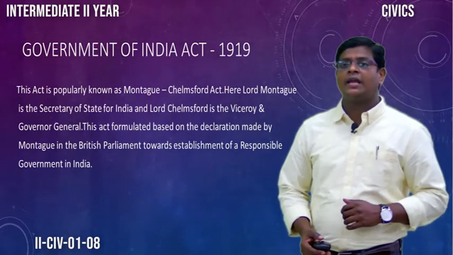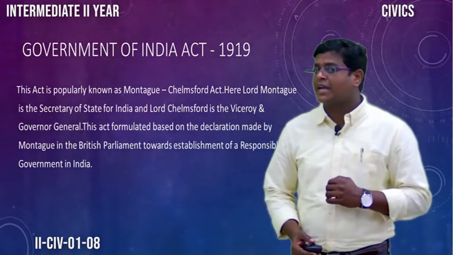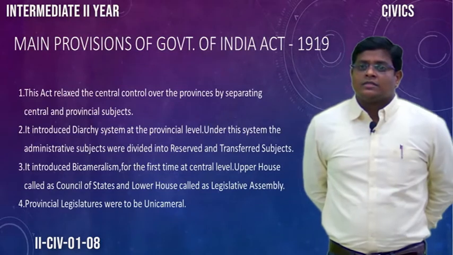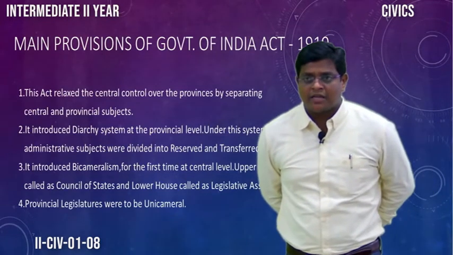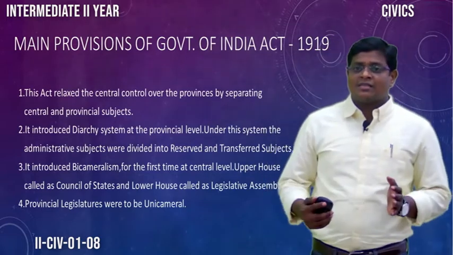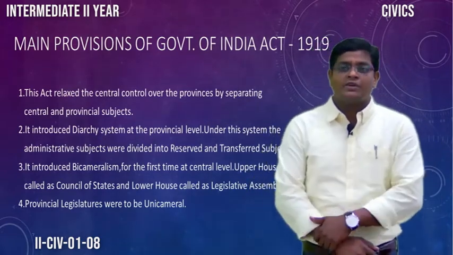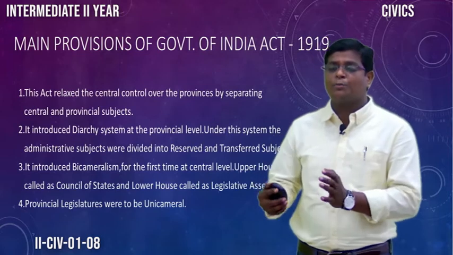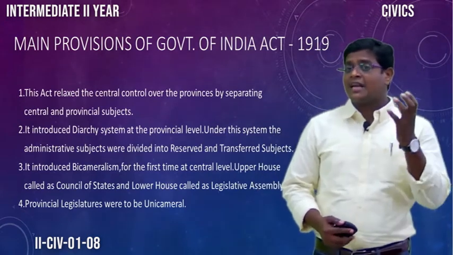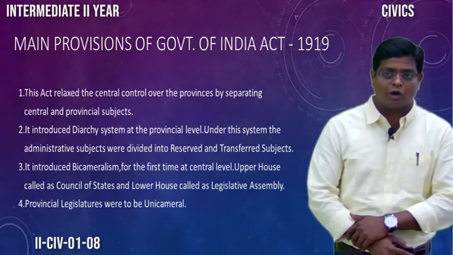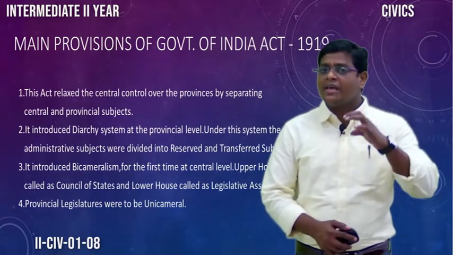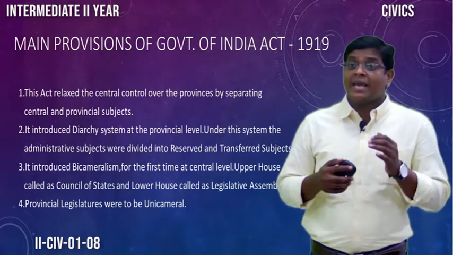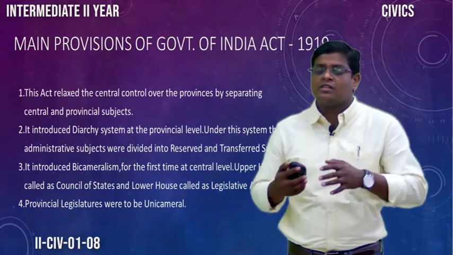Let us try to understand the important provisions of the Government of India Act 1919. So what are the important provisions here? The main provision is that it relaxed the central control over the provinces. Before this act, the central government controlled the provincial government, nothing but the state government. Whereas by this act, they relaxed the central control over the provinces by separating the central and the provincial subjects.